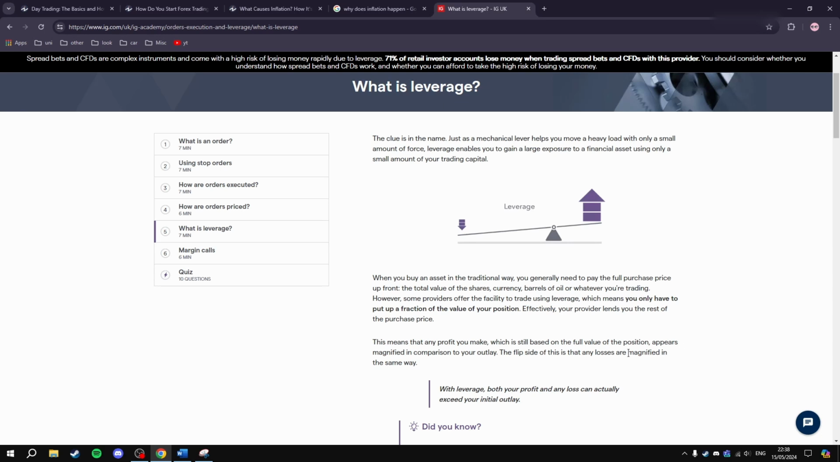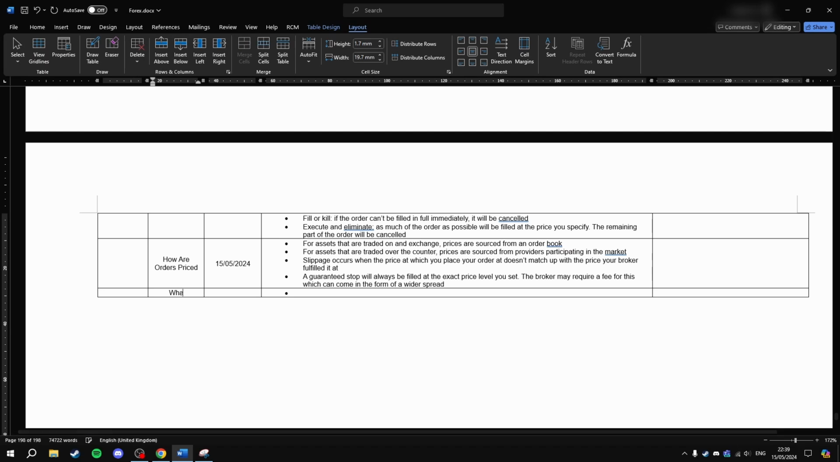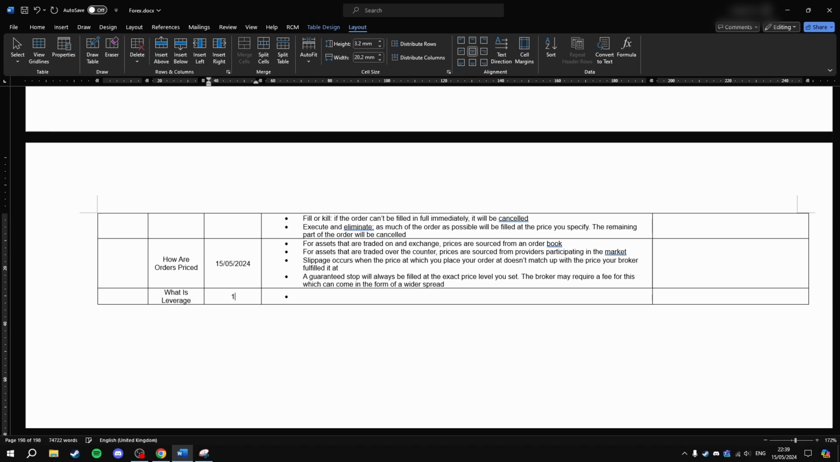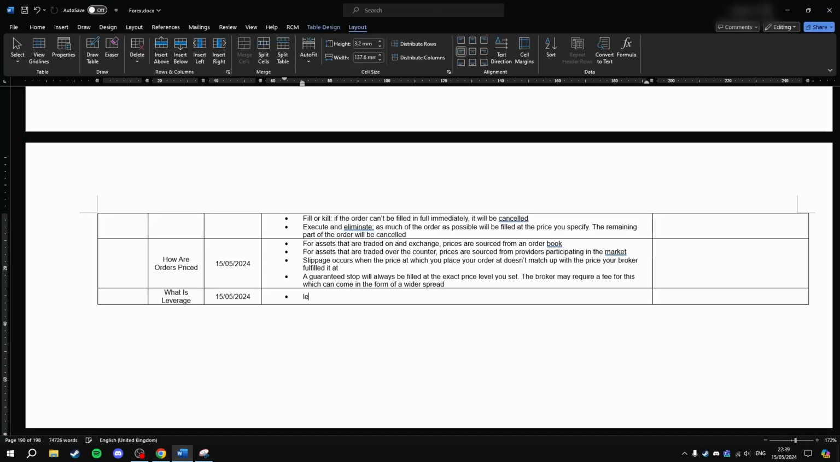So, what is leverage? The clue is in the name. Just as a mechanical lever helps you move a heavy load with only a small amount of force, leveraging enables you to gain large exposure to a financial asset using only a small amount of your trading capital.